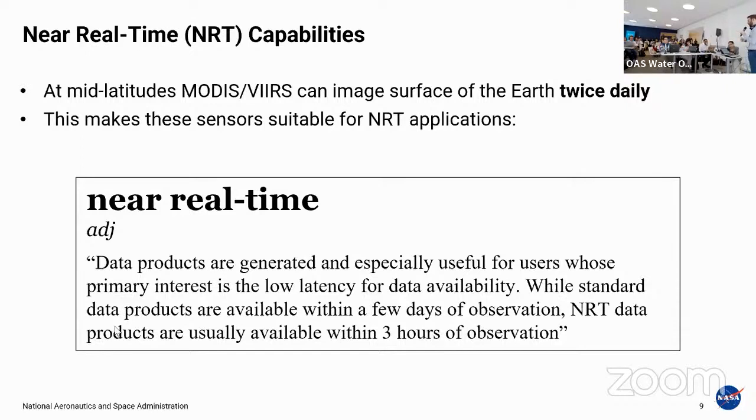At mid latitudes, it images a spot on the Earth's surface up to twice a day. And so this is what we call near real time. The definition that NASA provides for near real time is simply that standard products are available within a couple days. Near real time can be within a couple hours of that satellite overpass. So for things like disaster response, flood mapping, things where you want to be able to image the surface very quickly, it can be very helpful. And that goes for fires as well.